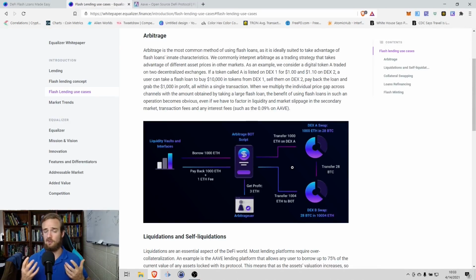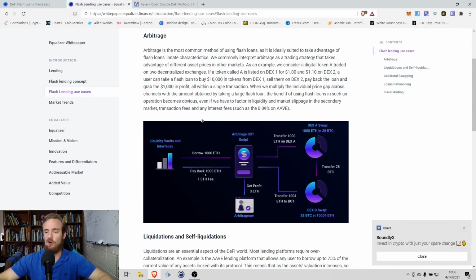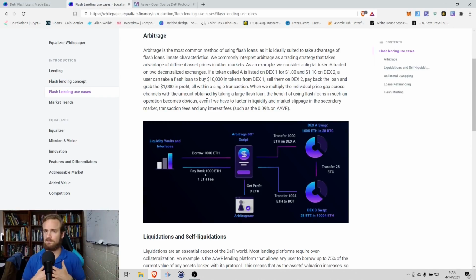So what are Flash loans used for? There's a couple different use cases. The main one of these is arbitrage. Now, arbitrage refers to exploiting a price difference between different exchanges. So let's suppose that I'm trading ERC20 tokens, and let's just make up a number and say that Basic Attention Token is trading at 25 cents on one exchange and 30 cents on another exchange.